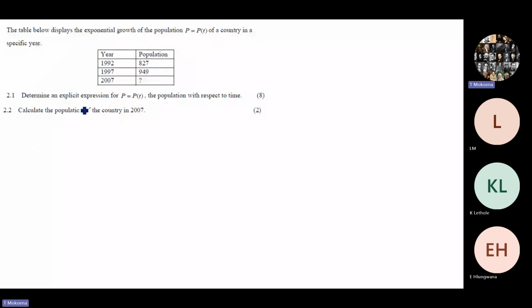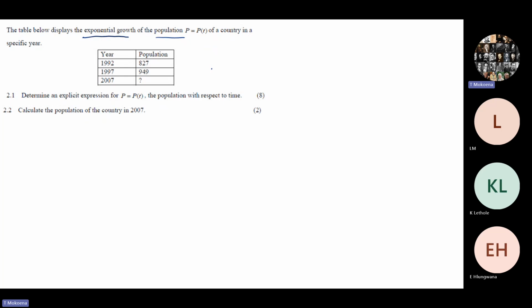Now they say to us, the table below displays the exponential growth. Okay, now they're telling us, wait, what is it all about? Exponential growth of the population, right? So now, something is hiding my view. Let me move this over here because I cannot see what's written.